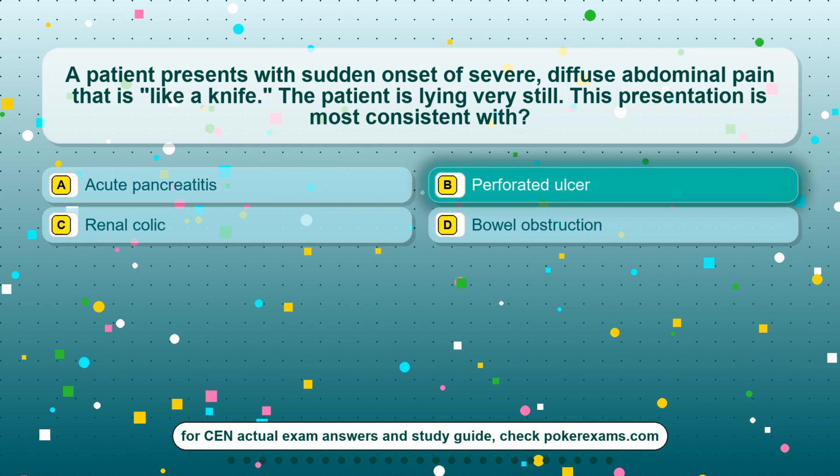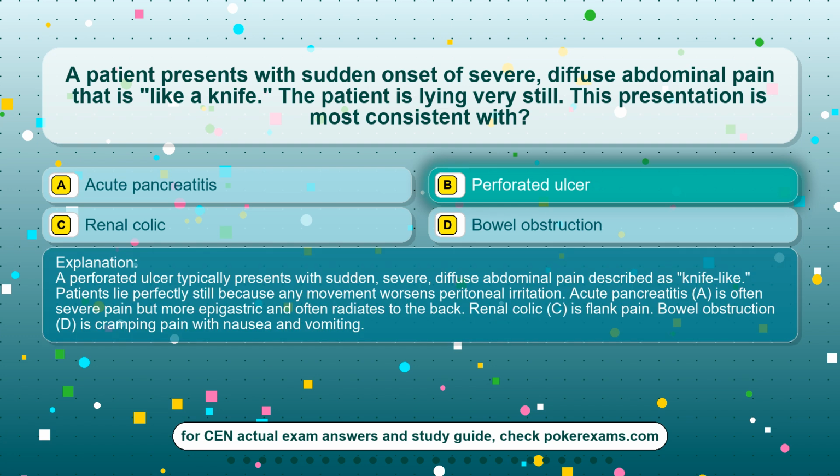The correct answer is option B, perforated ulcer. A perforated ulcer typically presents with sudden, severe, diffuse abdominal pain described as knife-like. Patients lie perfectly still because any movement worsens peritoneal irritation. Acute pancreatitis, A, is often severe pain but more epigastric and often radiates to the back. Renal colic, C, is flank pain. Bowel obstruction, D, is cramping pain with nausea and vomiting.